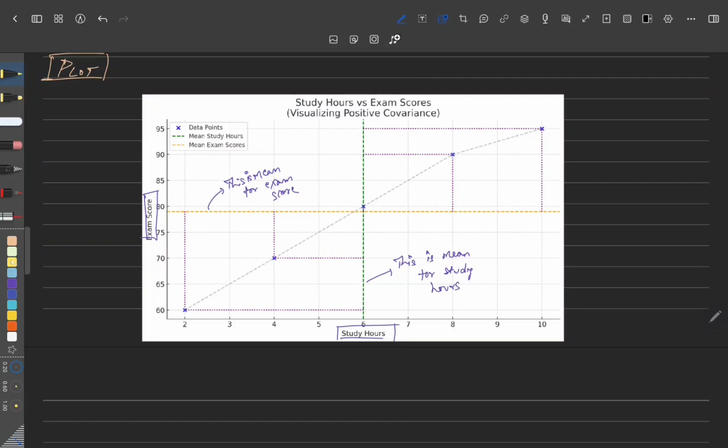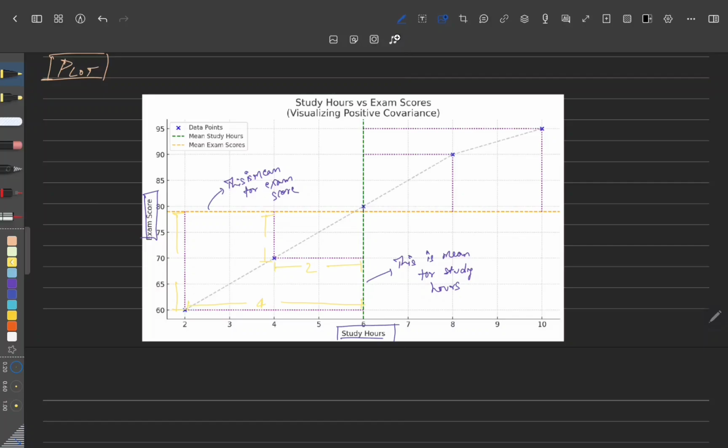Now you can see how far each point is from each of the means. For example, if you see study hours, this is the mean, like 6 hours is the mean. And you can see that this particular point, which is 2, is this far from the mean, which is like 4 hours. And this is 2 hours far from the mean. Similarly you can see the same distances here as well.